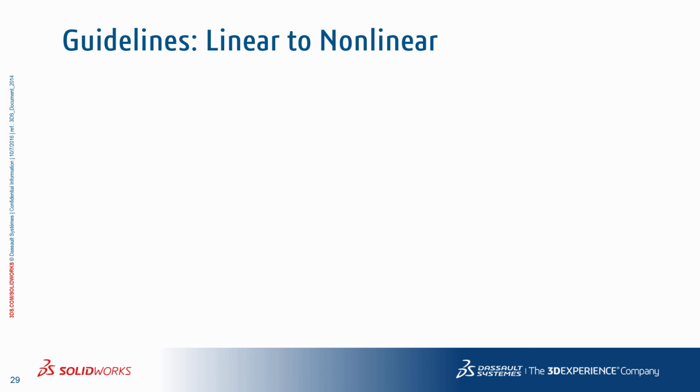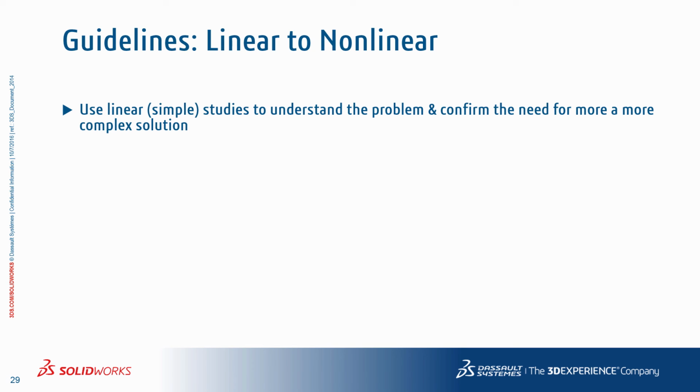And finally, let's wrap it up with looking at some guidelines as to how we can actually determine if the problem can be solved as a linear problem or a nonlinear problem. Now that you have learned about the different types of nonlinearity, let's go ahead and review some simple guidelines. So always start off with a simple linear study to make sure you understand all the interactions and potential nonlinearities.